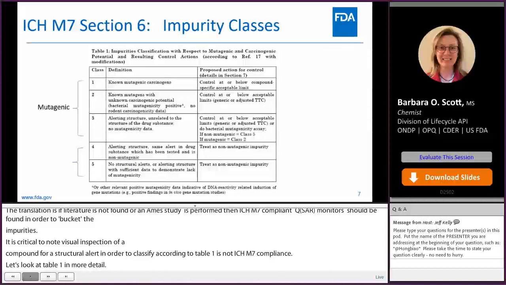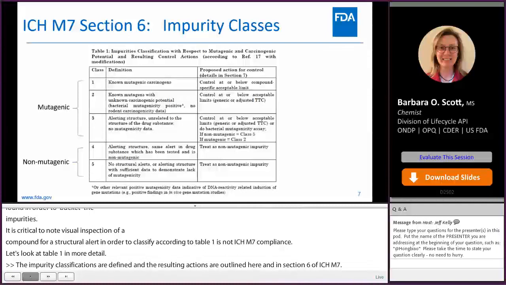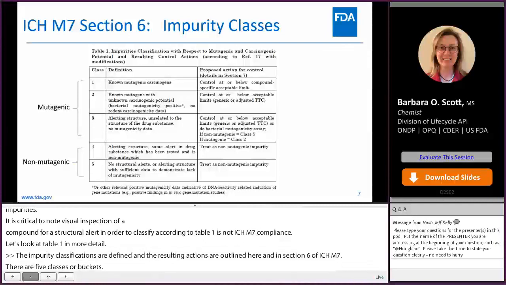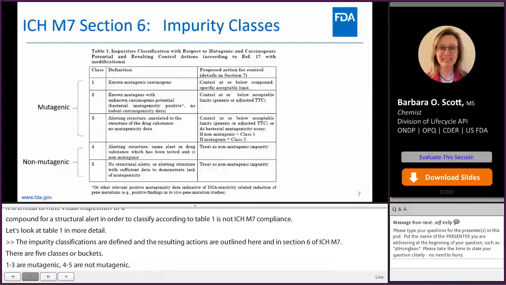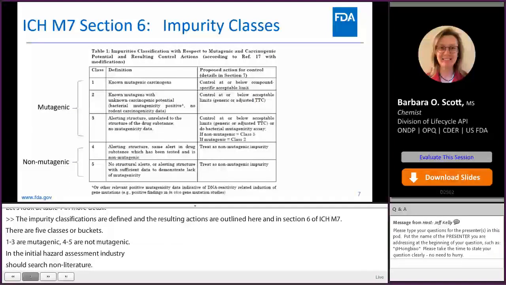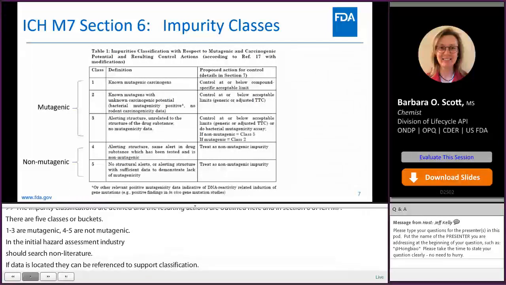Classes 1 through 3 are mutagenic, and 4 through 5 are non-mutagenic. In the initial hazard assessment, industry should search known literature. If data is located, it can be referenced in the hazard assessment to support classification of an impurity. Depending on the literature study outcome, the impurity may be Class 1, known mutagenic carcinogen, or Class 2, known mutagen but with unknown cancer risk, or Class 5, a non-mutagenic impurity.